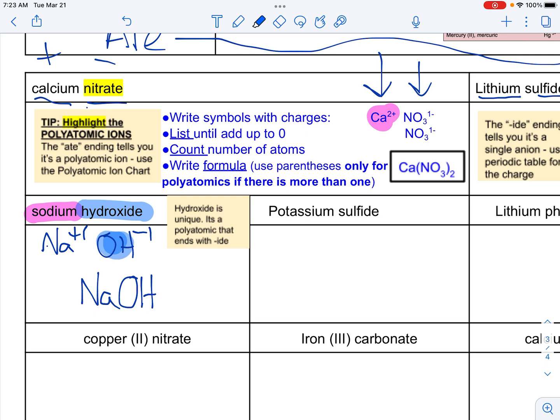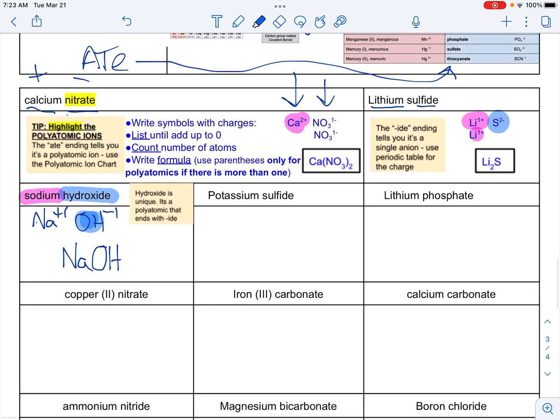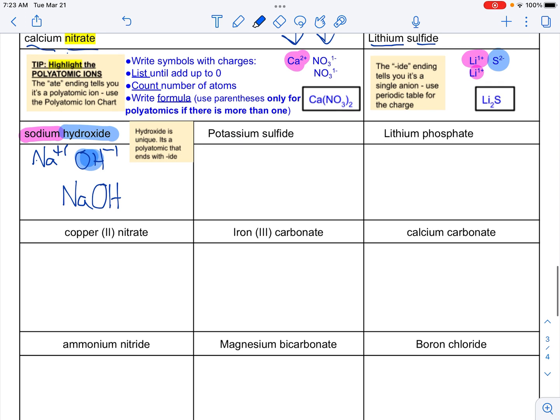So it doesn't count as 2 just because there's 2 capitals. It's 1 group. All right, let's try one more that's got that type 3 in it, which we haven't gotten to before. It's new, but it's not too hard. So I'm going to do this one here, iron 3 carbonate.